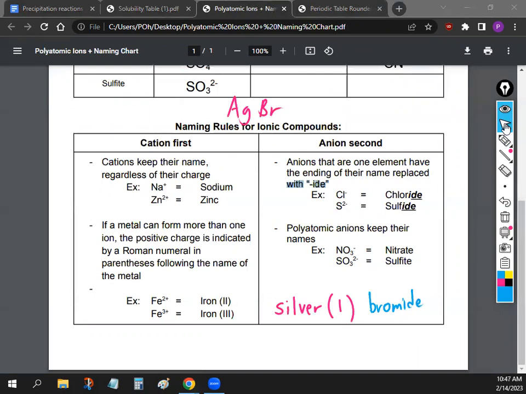So we're putting together everything that we learned since the semester started, and today you'll be practicing this. On Thursday we'll be doing the pre-lab, and next Tuesday you'll be doing the actual lab where you mix these chemicals and figure out if you make a precipitate or not. Okay, that's pretty much it.